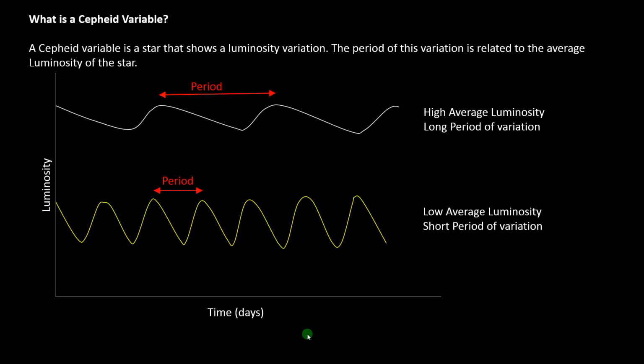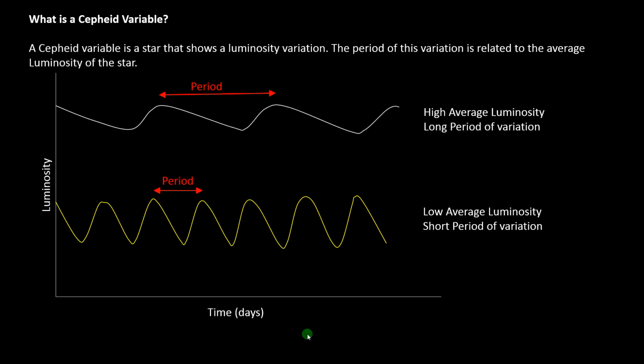Okay, so a Cepheid variable is a star that shows a luminosity variation. Okay, so the amount of power it's giving out changes over time. In fact, these stars tend to exist as they're coming off the main sequence in the Hertzsprung-Russell diagram. So they're slightly unstable, and they develop this oscillating behaviour. You don't need to know anything about the reasons for this, and in fact the reasons for it were unknown for a very long time.